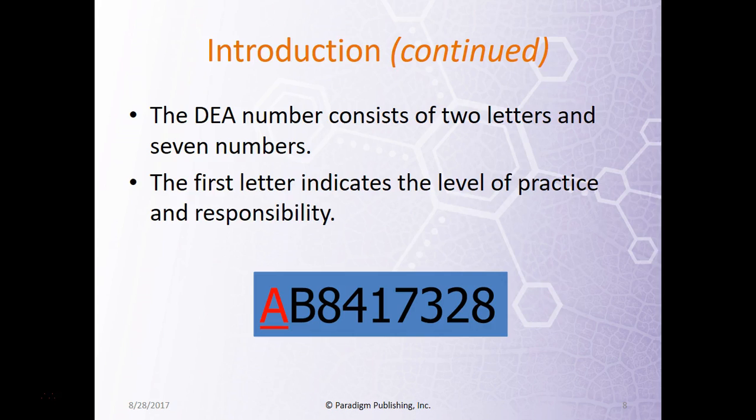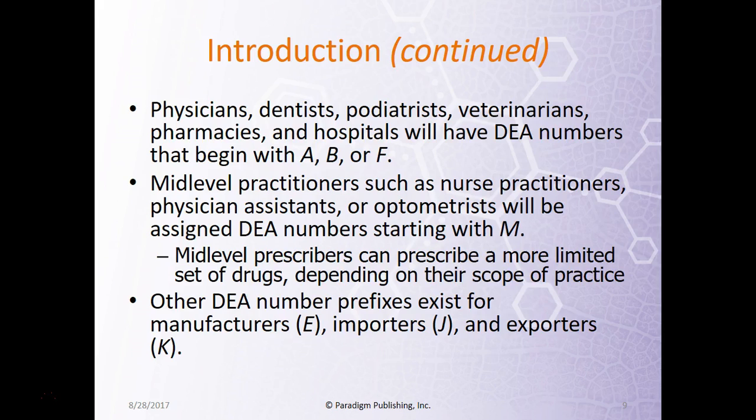So the DEA number consists of 2 letters and 7 numbers. The first letter will indicate the level of practice and the responsibility of the prescriber. So in this illustration, we're seeing A. Physicians, dentists, podiatrists, veterinarians, pharmacies, and hospitals will have DEA numbers that begin with an A, a B, or an F. A mid-level practitioner, such as a nurse practitioner, a physician assistant, or an optometrist, will be assigned a DEA number starting with the letter M.